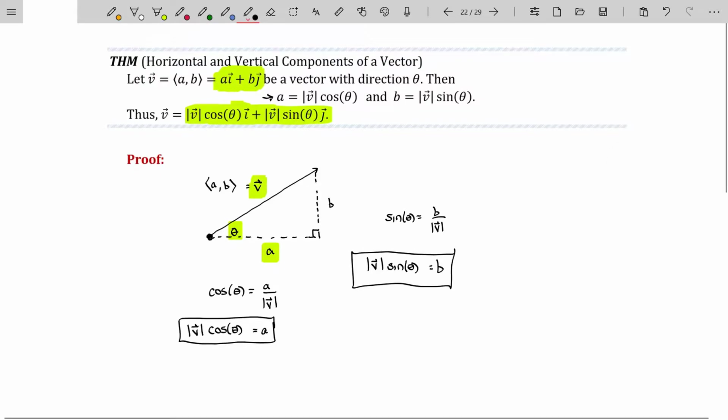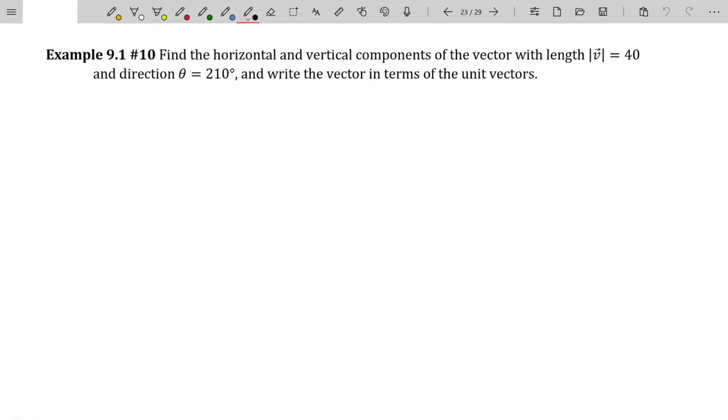So let's go ahead and use this. And I have both situations where you're going to use this here. Find the horizontal and vertical components of the vector with length 40 and direction 210 degrees, and write the vector in terms of the unit vectors. All right. Well, you could draw this out without remembering the theorem. You could still figure out what the theorem is just by drawing a picture.